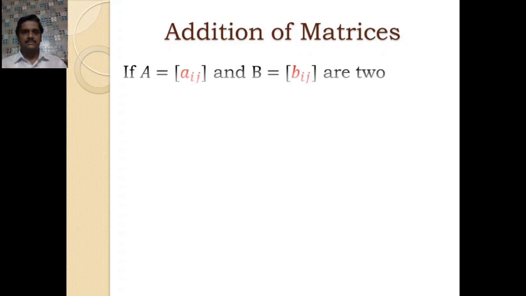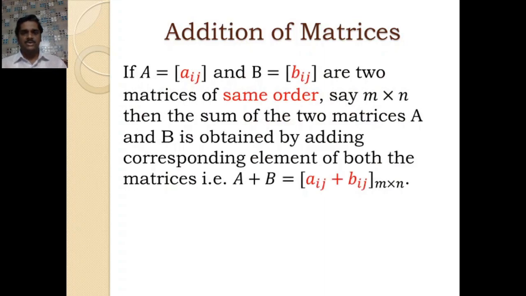Let's see the definition. If A equals Aij and B equals Bij are two matrices of the same order, I have taken general order m by n, then the sum of the two matrices A and B is obtained by adding corresponding elements of both the matrices. Nothing but component wise addition. Elements with the same index will be added.